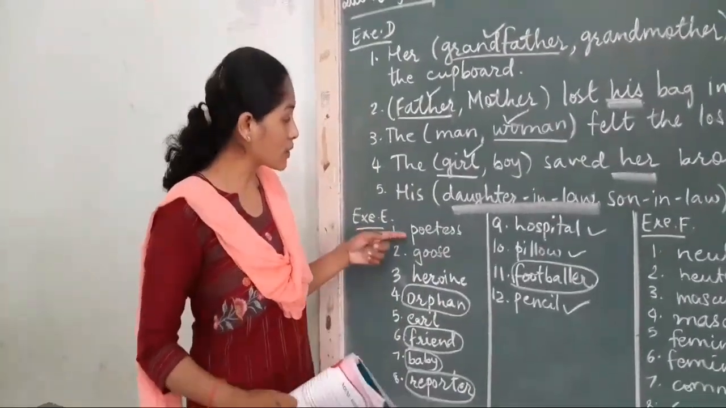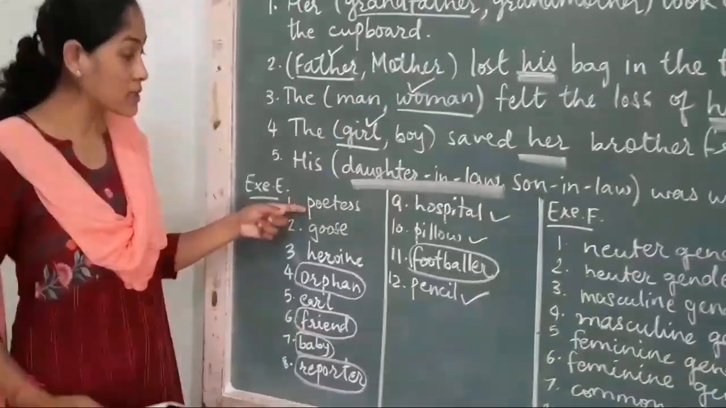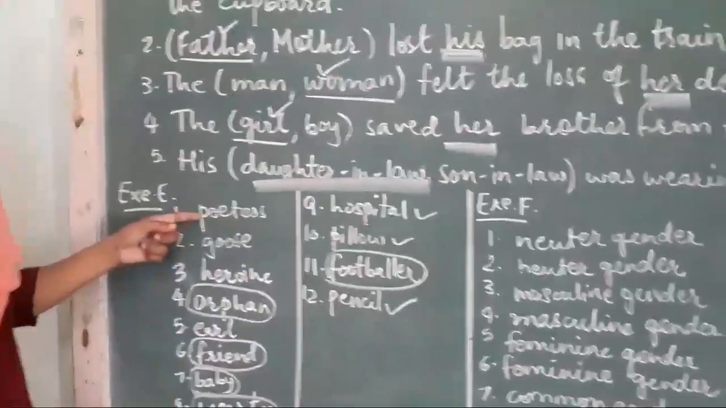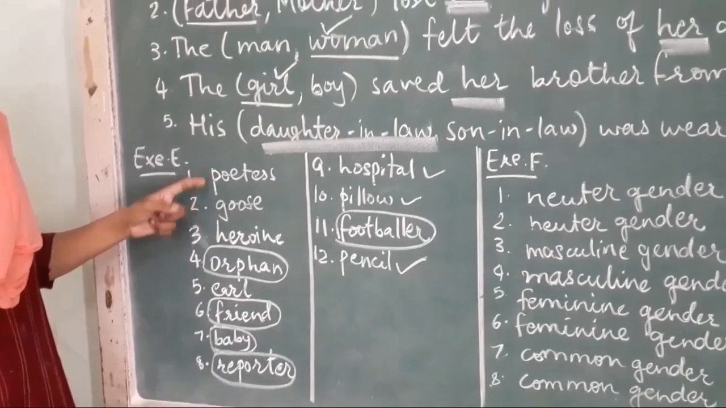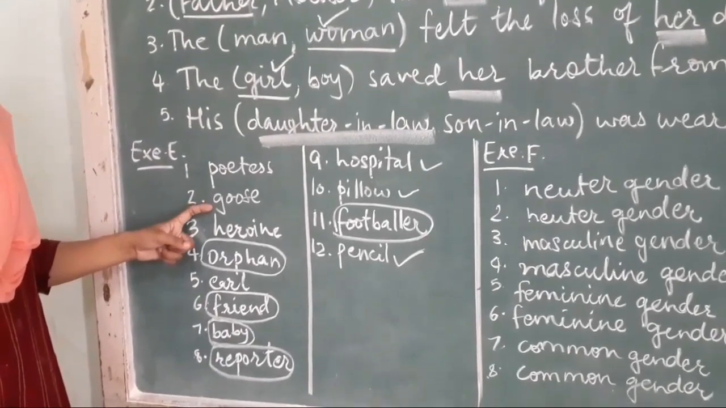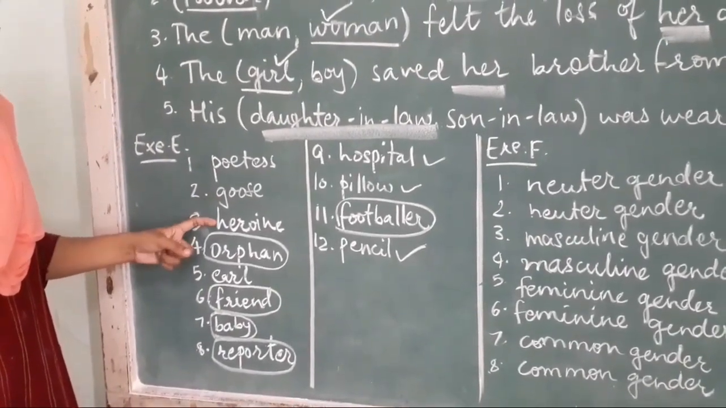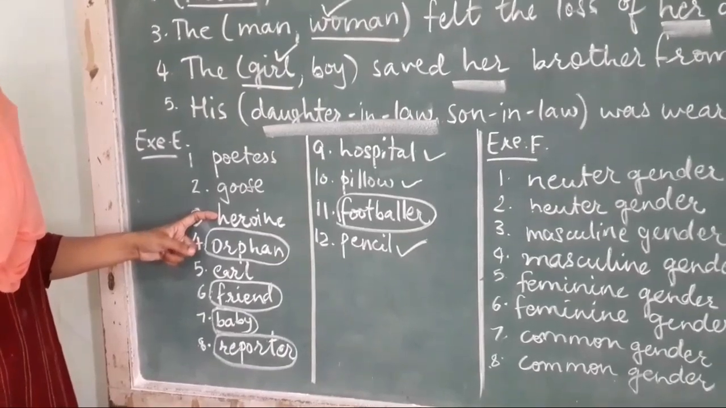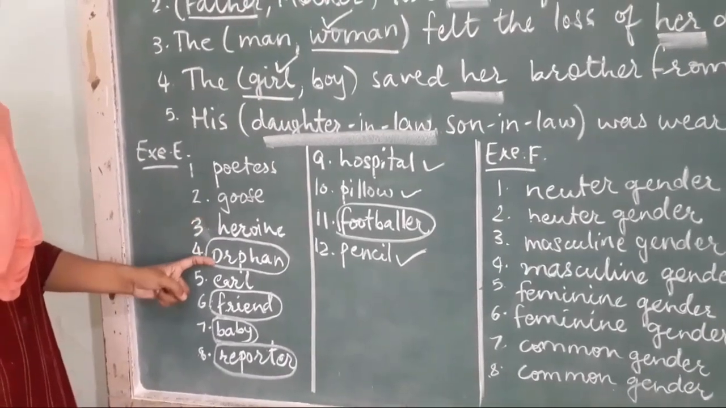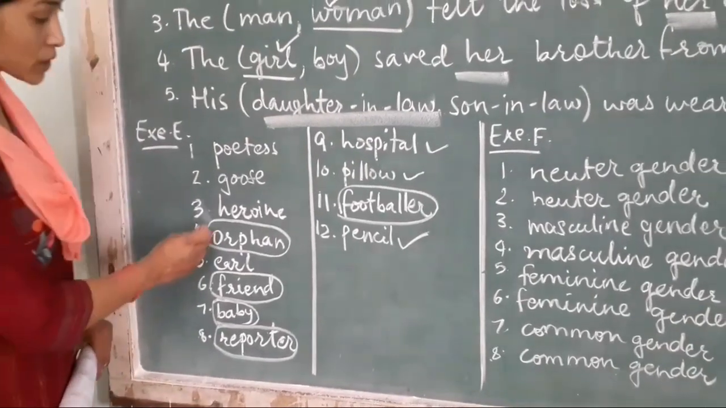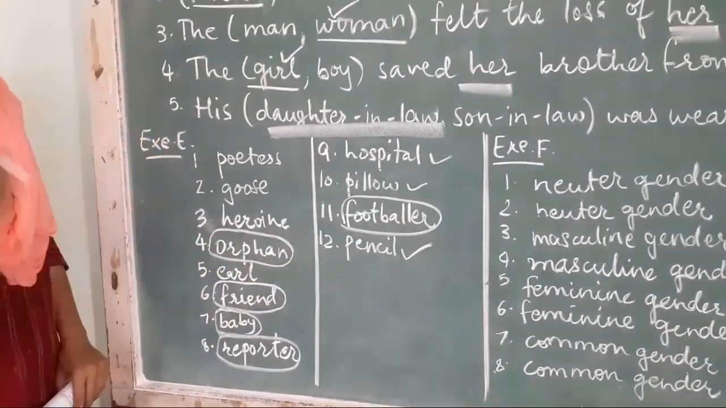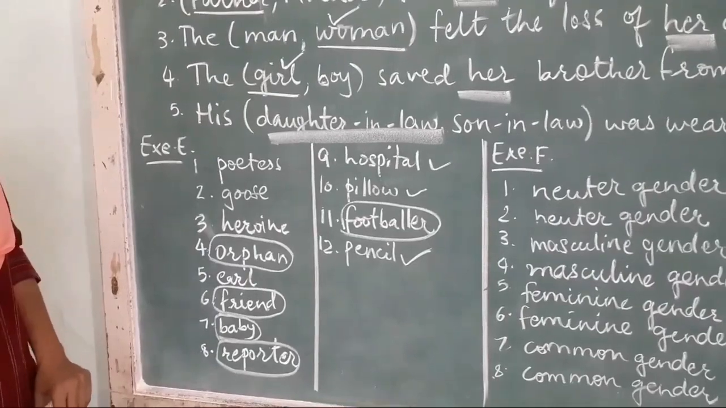Okay. Now first one is poetess. Is poetess neuter gender or common gender? It is neither of it. It is feminine gender. Next one, goose. Goose means feminine gender. Third, heroine. Heroine is also feminine gender. Orphan. Now orphan is common gender. So what we have done? We have put a circle. Orphan can be a boy also and a girl also.